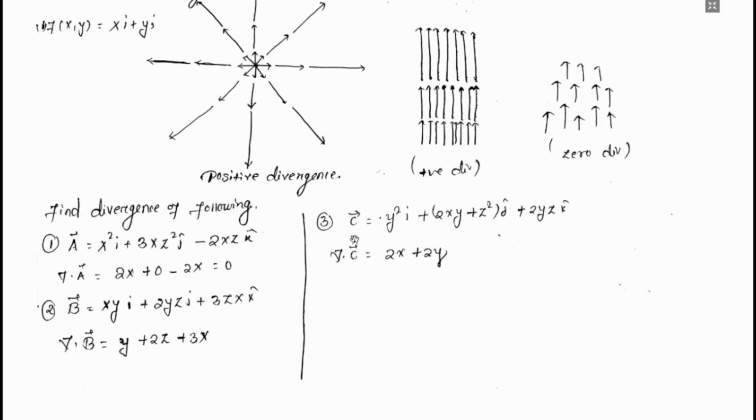Next is the vector C = y square i cap + (2xy + z square) j cap + 2yz k cap. It proceeds the same way. The derivative of the first term with respect to x is 0. The derivative of 2xy + z square with respect to y is 2x, and the derivative of 2yz with respect to z gives 2y. This is the required answer to this problem.